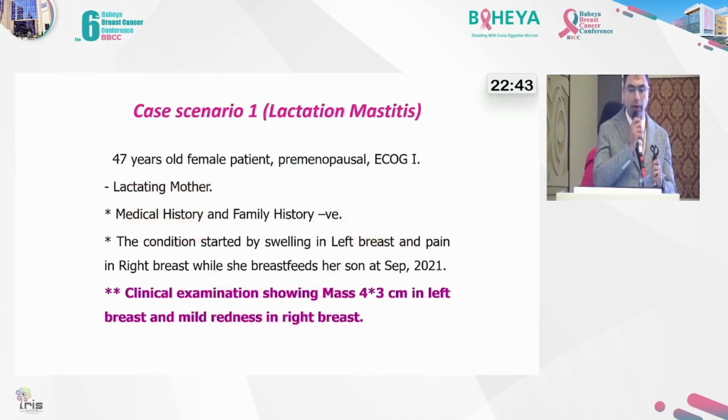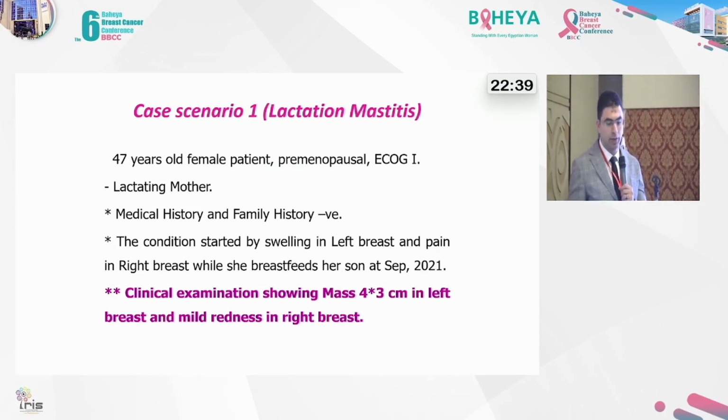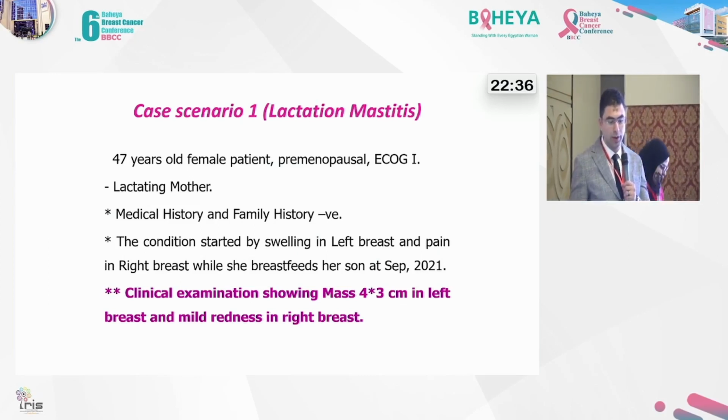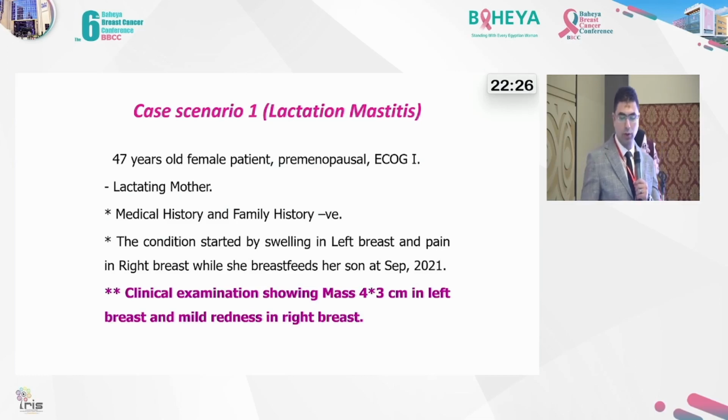47 years old female patient, premenopausal, performance status 1, lactating mother, medical history and family history negative. The condition started with swelling in the left breast and pain in the right breast while she breastfed her son in September 2021. Clinical examination showed a 4 cm mass in the left breast and mild redness in the right breast.